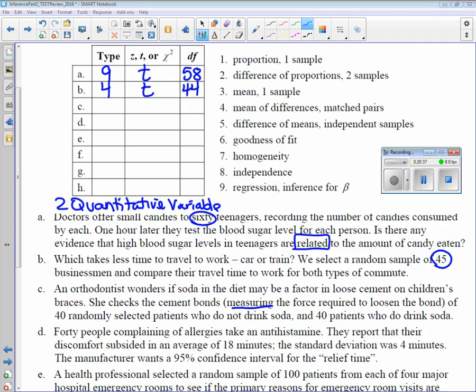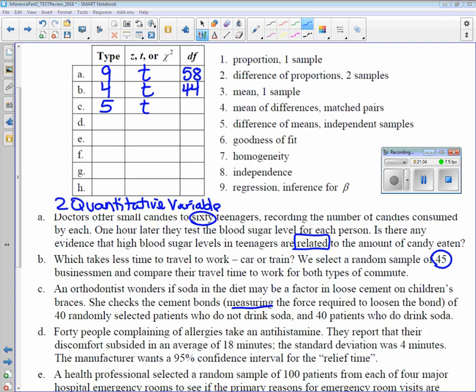I've got 40 people who don't drink soda and 40 people that do. Are those samples matched in any way? Aren't they independent samples? So does that answer your question? So this should be 5. Would you agree with that? Okay. Test statistic is a T again. What about degree of freedom?